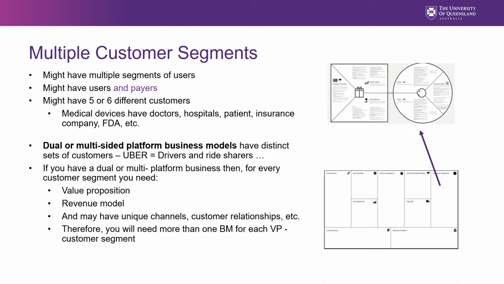For example, with Uber, you have ride sharers and drivers. Both of these are customers of Uber. So with multi-sided models, you need to have multiple versions of the value proposition and revenue model. You may also have multiple versions of other aspects of the business model, such as channels or customer relationships. If your business model is like this, it might be a good idea to create a business model canvas and value proposition canvas for each customer segment.